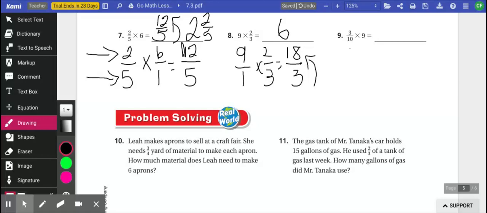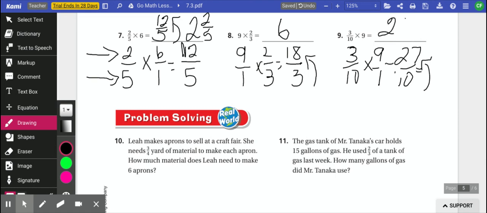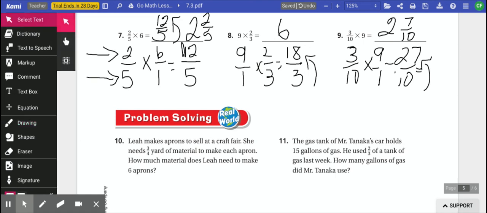Last one here. I have 3/10 times 9 over 1. Alright. 3 times 9 is 27 over 10. You can leave it that way. Or 10 goes into 27 2 times, and we have 7 left over. 2 7/10.